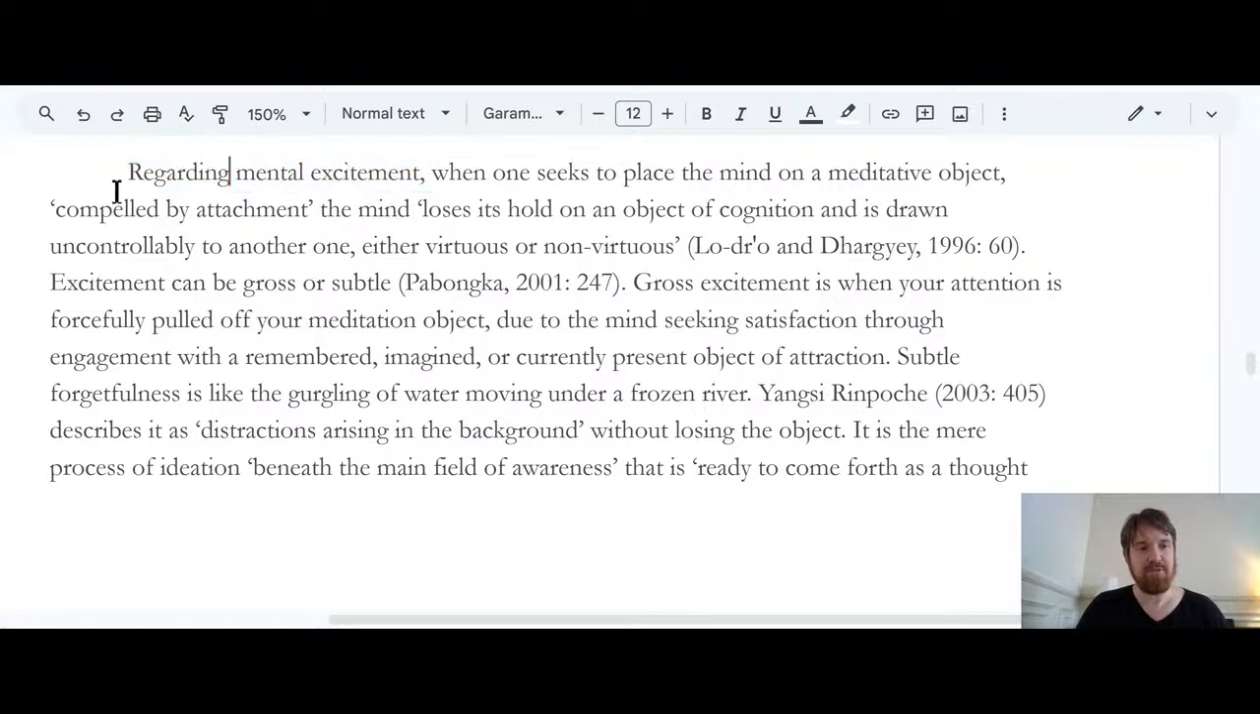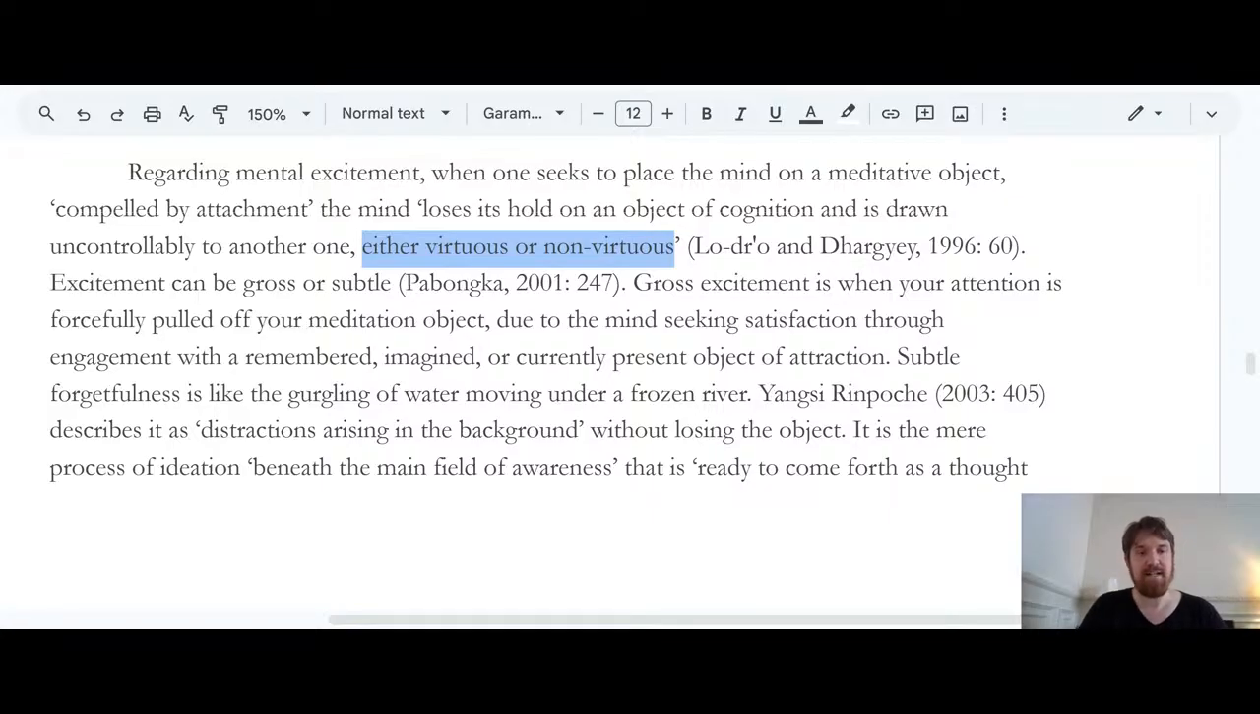When you're trying to train in concentration, a derivative of that is mental excitement. Mental excitement means you tried to place your mind on your breath, for example, and then your mind got pulled away. You were cognitively engaging, right? You were holding an object of cognition, i.e., the breath, and your mind was uncontrollably drawn away to a different object of concentration because you were attached to that object of concentration. And critically, that can be a virtuous or non-virtuous object.